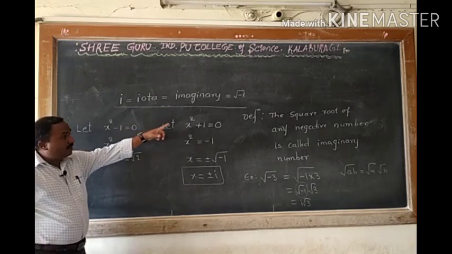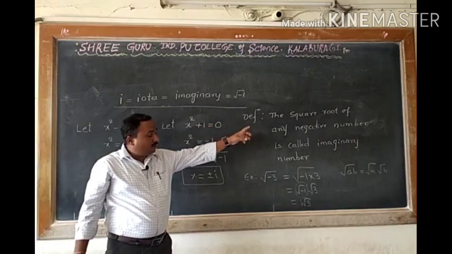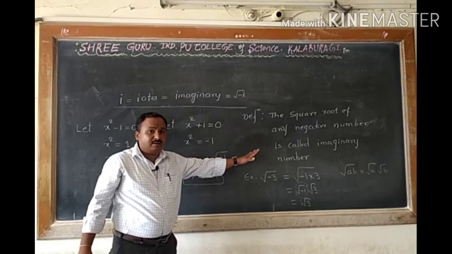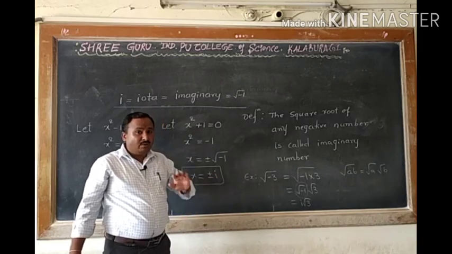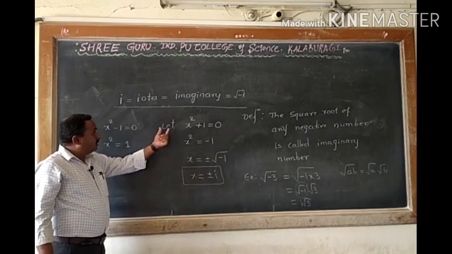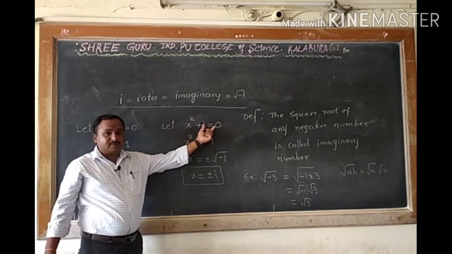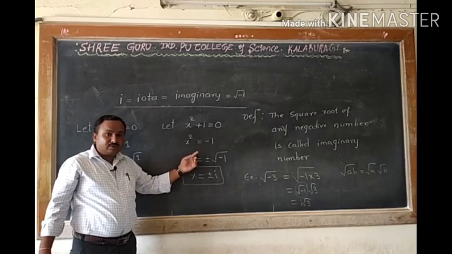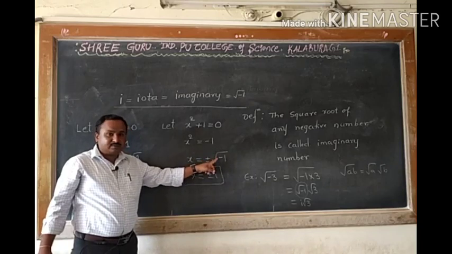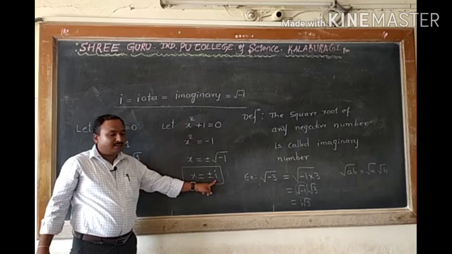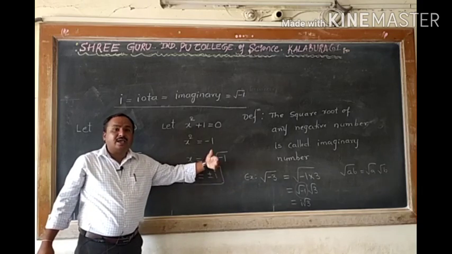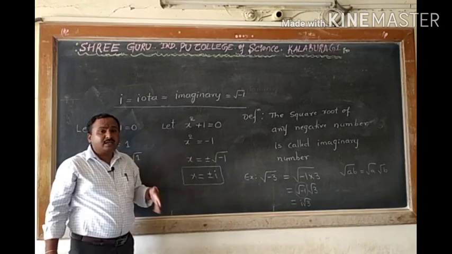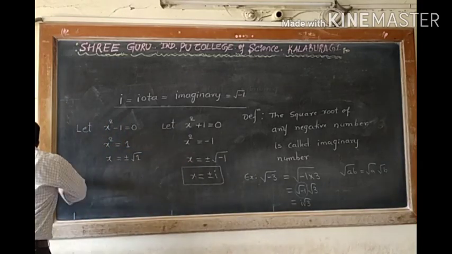Definition of imaginary number: the square root of any negative number is called an imaginary number. When does an imaginary number exist? Let x square plus 1 equal to 0, x square is equal to -1, x is equal to plus or minus root of -1. Root of -1 is what? I. Suppose root of -3, i root 3. Root of -5, i root 5. Root of -7, i root 7.